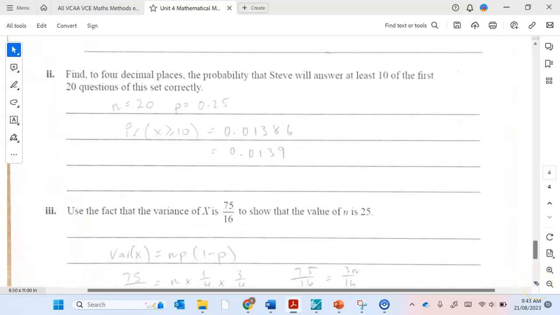Find to 4 decimal places the probability that Steve will answer at least 10 of the first 20 questions of this set correctly. So this is where the binomial comes in, because we want at least 10 of the first 20. So n is equal to 20. And the probability is still 0.25, and it's at least 10, so it's including 10. So on your calculator, you're going from 10 to 20. And the question does say to round, to 4 decimal places. So you do need to round there, and remember a 0 is included as a decimal place. So we've got 1, 2, 3, 4.